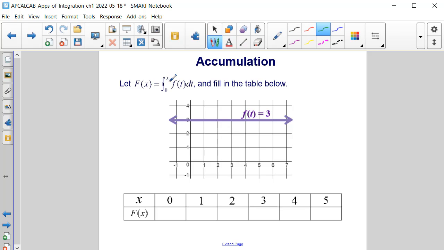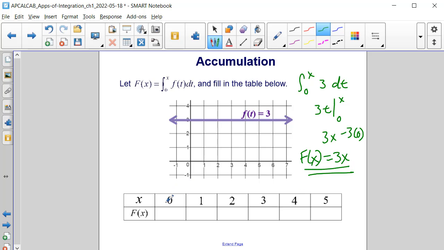Well, we can actually integrate this, so let's actually do so. If we're integrating from 0 to x of 3 with respect to dt, we would get 3t, and we would evaluate it from 0 to x. If we substitute x in there, we get 3 times x minus 3 times 0, which is 0, so we just get that capital F of x is equal to 3 times x. So now let's use this to fill in the table.